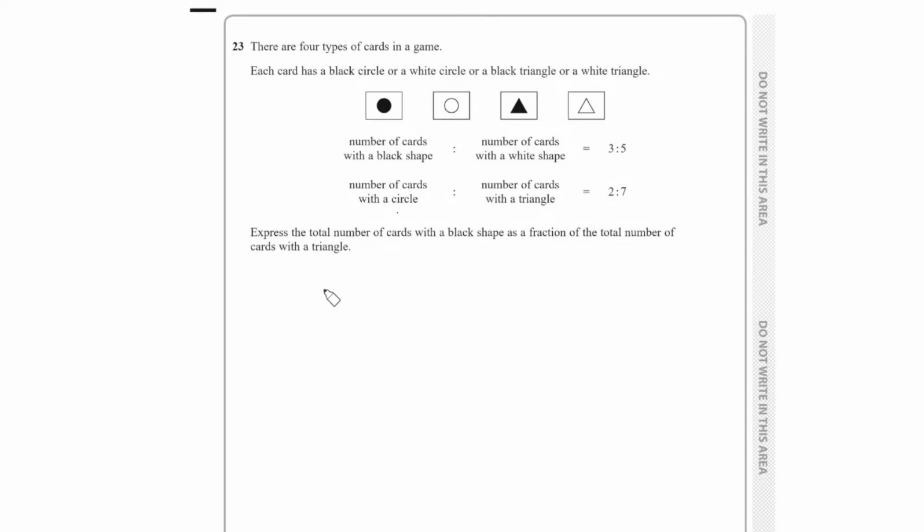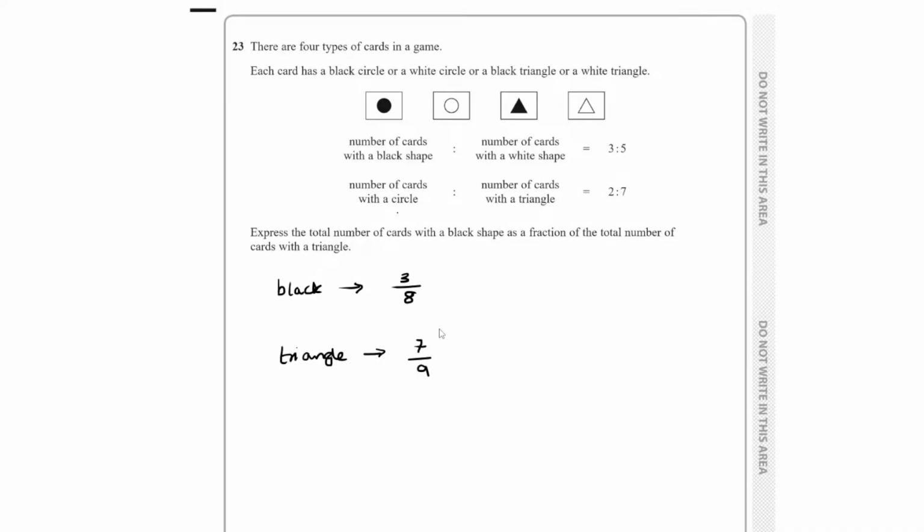So for the first one, the black shape as a fraction would be 3 out of 8, wouldn't it? Because when you convert any ratio into a fraction, you take whichever side you want as your numerator. In terms of this one, we wanted black, so that's 3. And then you add them to make the denominator, because it's 3 and 5 parts, so out of 8 parts in total. And then the triangle one, same thing. So the triangle is the second one, right? So 7 out of 9.